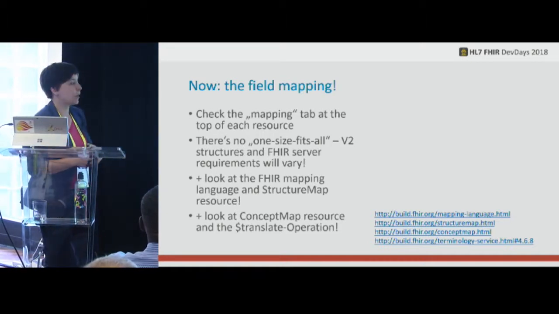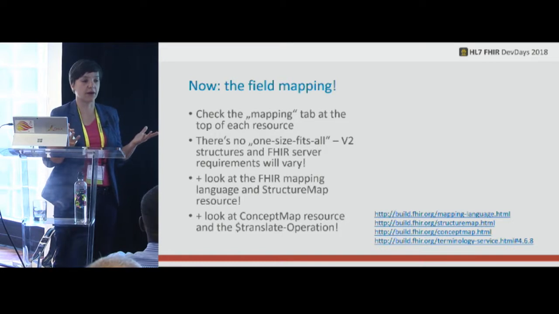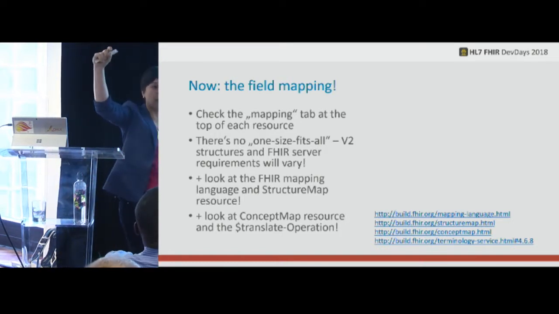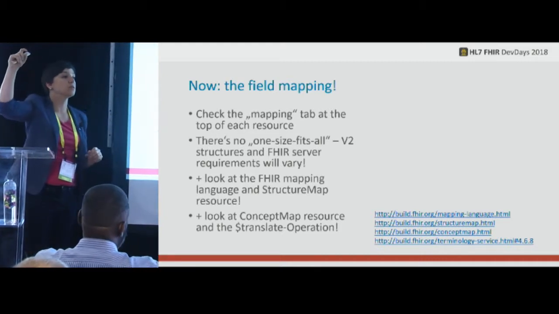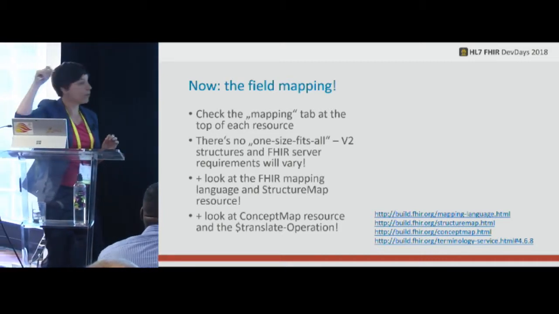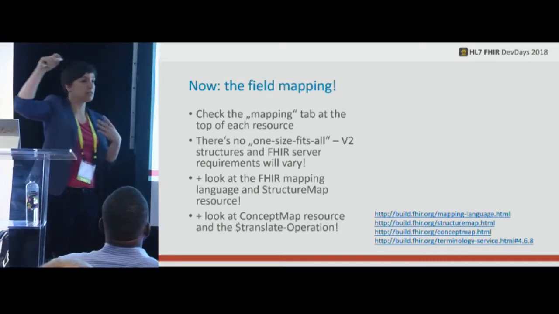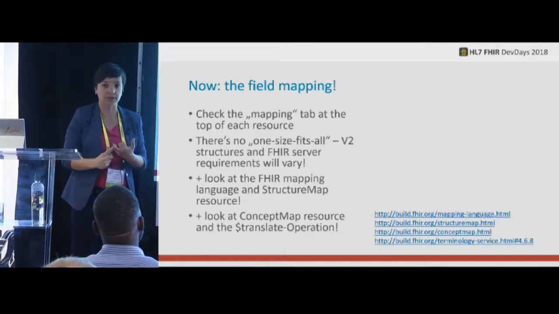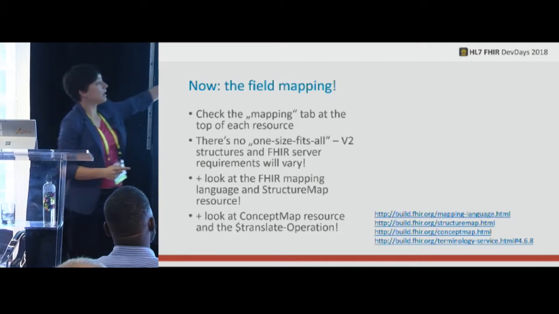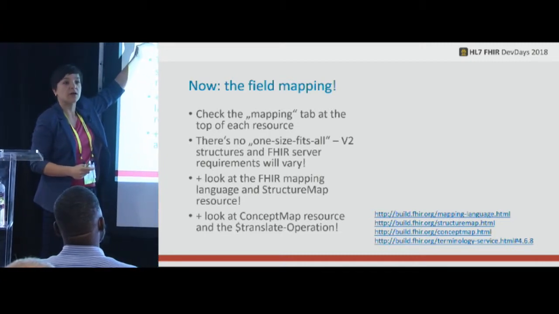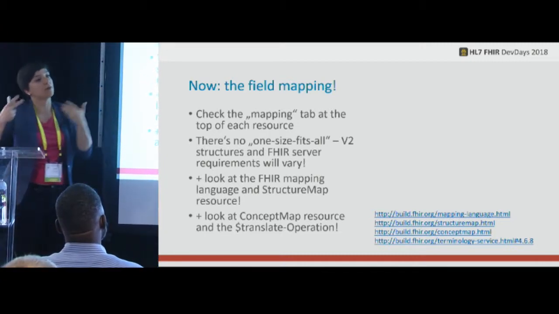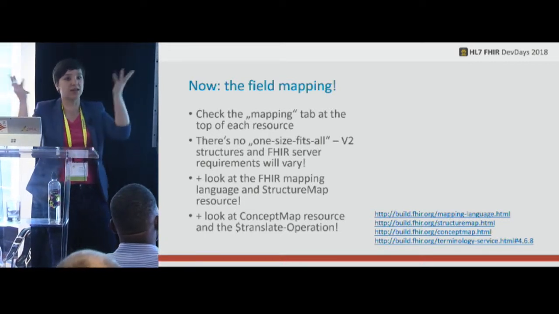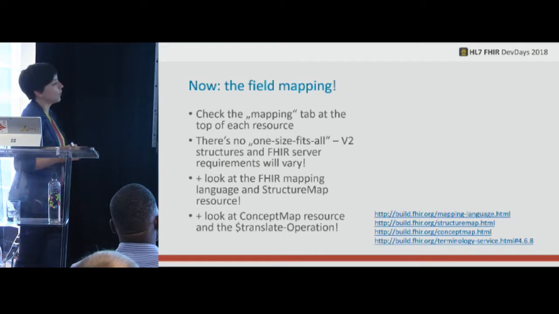The first thing is that whenever you look at the specification of a FHIR resource, at the very top you will find a tab that says mapping, where you can find mappings to other standards. And most commonly, you will find a mapping to CDA structures, to the reference information model, and to version 2 messages. However, this mapping is only informational. It's not computable. So it's just something that you can use as a guideline, but it's not something that will automatically create the mapping for you.